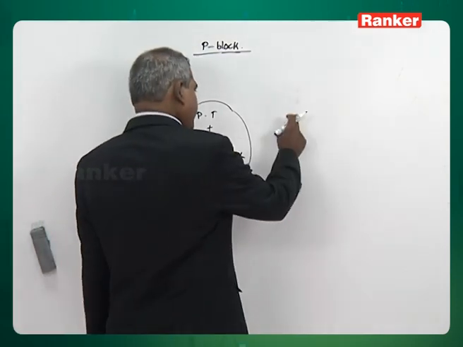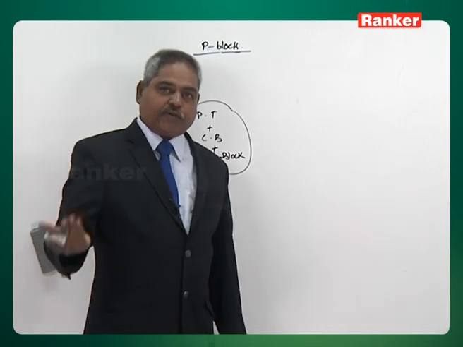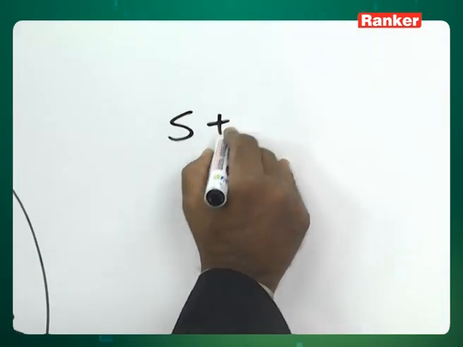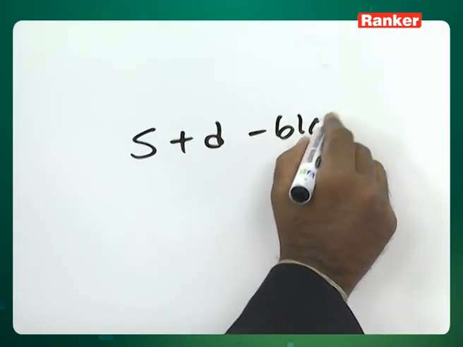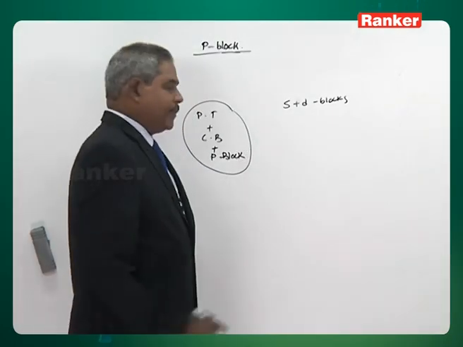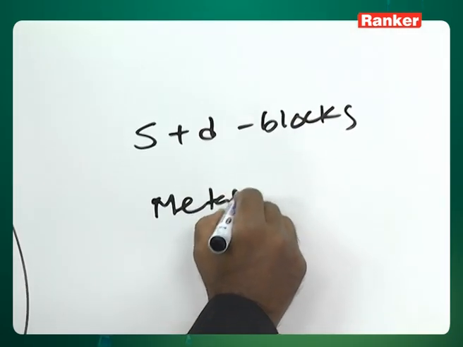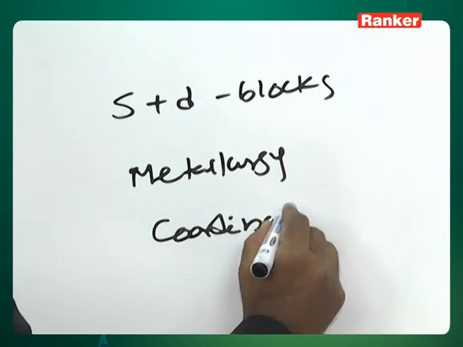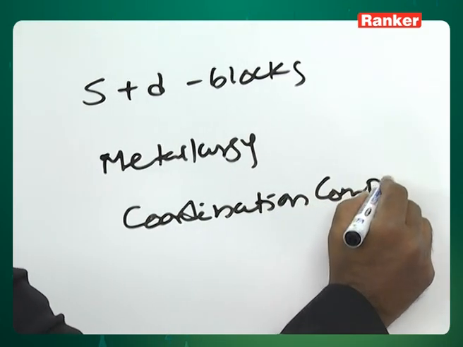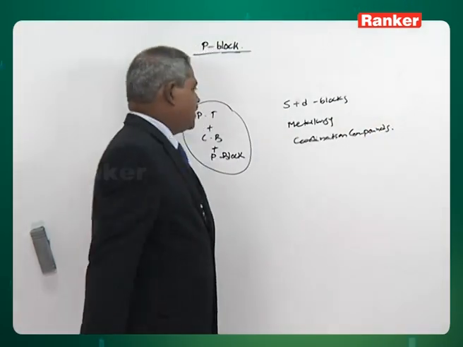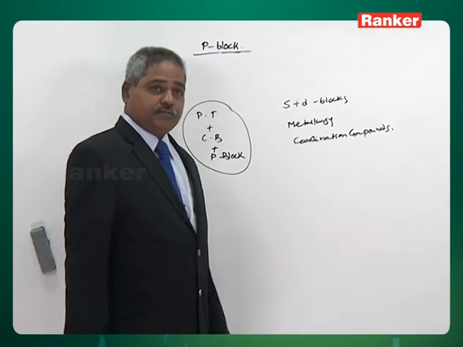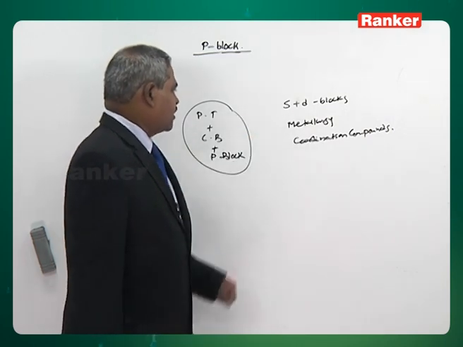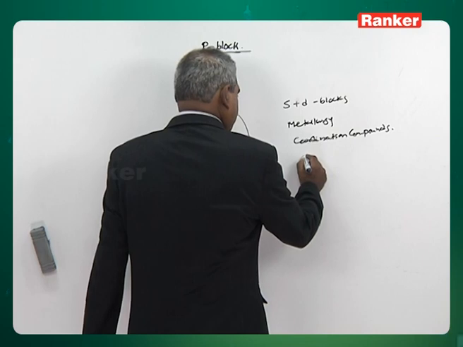And of course, periodic properties are essential for metals also. Look at the topics that are remaining: S and D block, metals, metallurgy, all about metals, coordination compounds. Who forms coordination compounds? Coordination compounds are formed by none other than the transition metals, S, D and F block elements. Metallurgy, coordination compounds, and qualitative analysis.